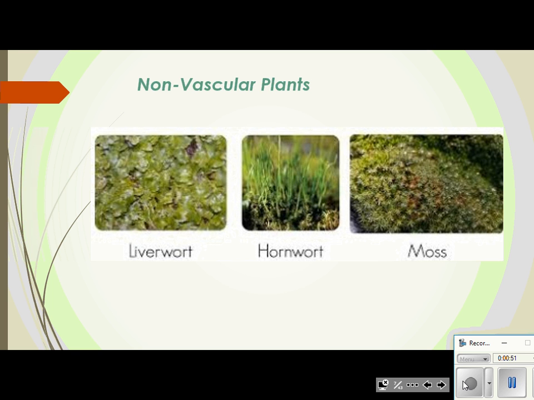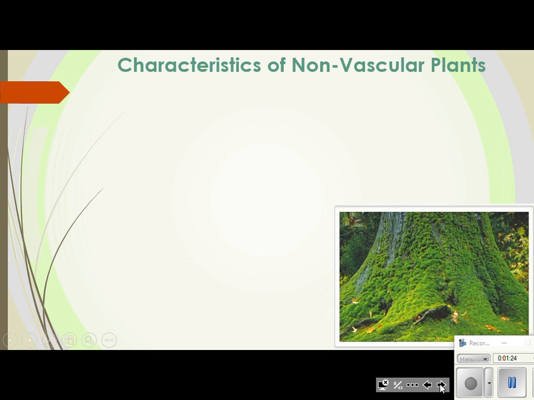Okay, they don't have any way. What do we call those things? They don't have a xylem or a phloem. So, they don't have that transport system, so they have to be lower to the ground. And obviously, these here, the liverwort, the hornwort, the moss, all three of those are very low to the ground. All right?